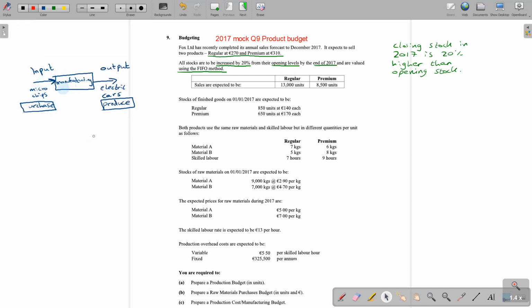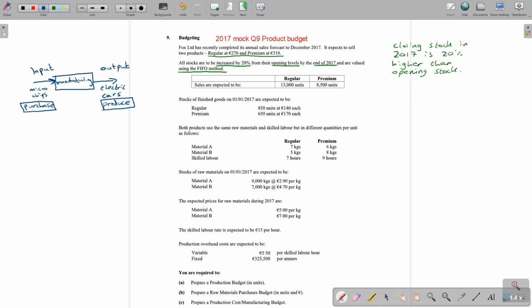So our expertise, let's say, is in manufacturing. So we manufacture electric cars. That is our output. Our input, so the raw materials that go into our production, are microchips. Our expertise isn't in making microchips, it's in making electric cars. But we need microchips as the raw material in order to produce. So raw materials or purchases is a separate thing that we're going to be looking at as part of our production budget, which would be in materials. Whereas the output, electric cars, are our products.